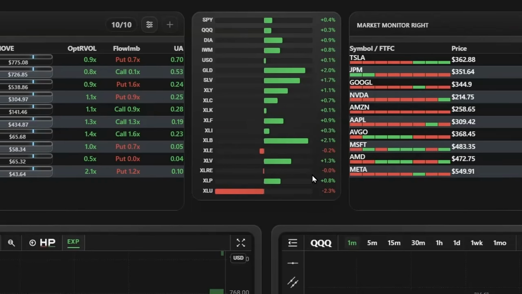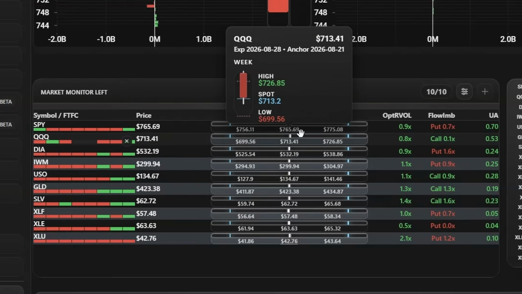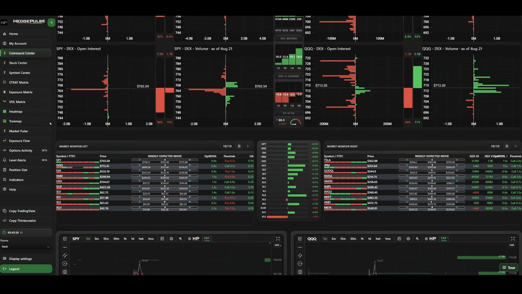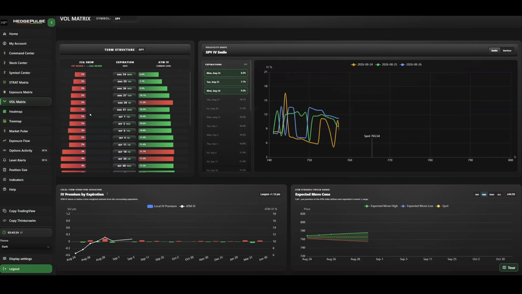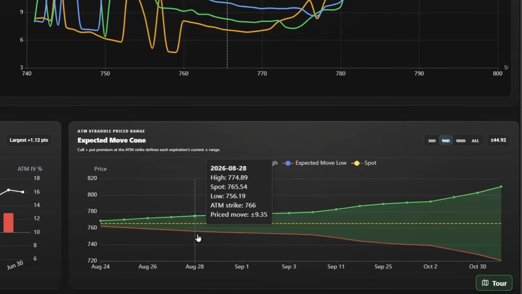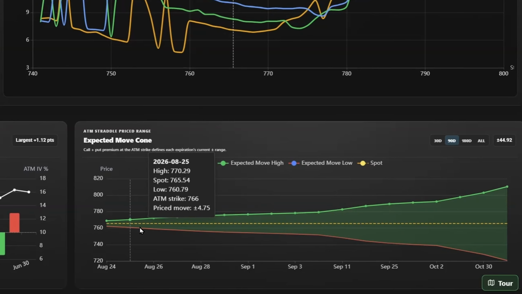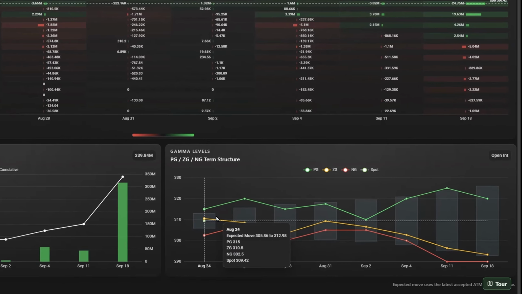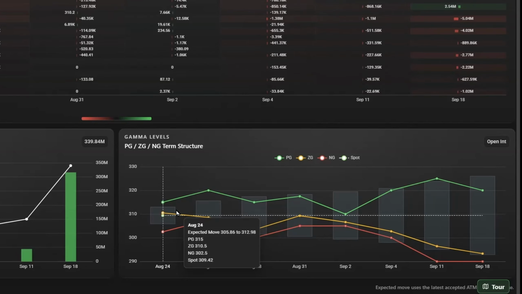As we scroll down a little bit, we have all the different SPDR sectors, and we have USO for oil and gold, silver, right? Now for the market monitor, we have weekly expected move. This is calculated every Friday after the close, and this is looking at the next week's expected move. We offer a few different ways to see expected move. You can go to the volatility matrix and see it down here. We have an expected move cone, so that's expiration by expiration. And we also have the exposure matrix, which shows it here along with the key level term structure as well.